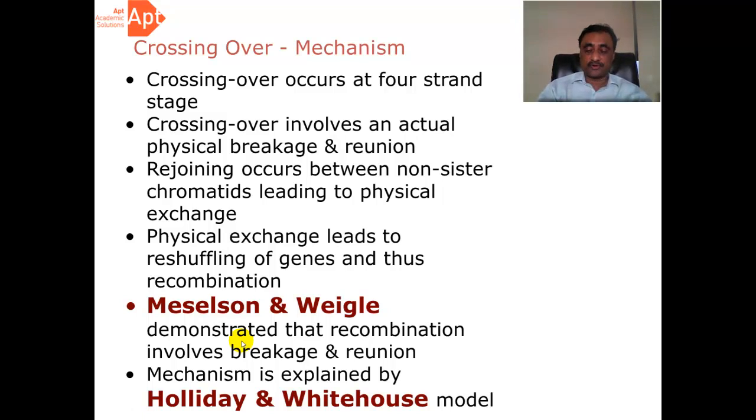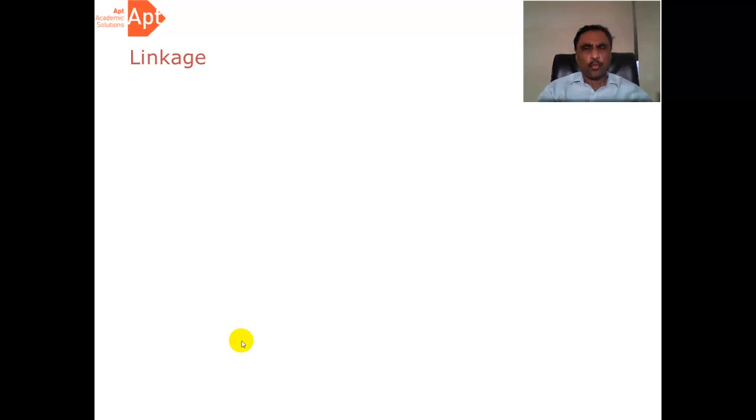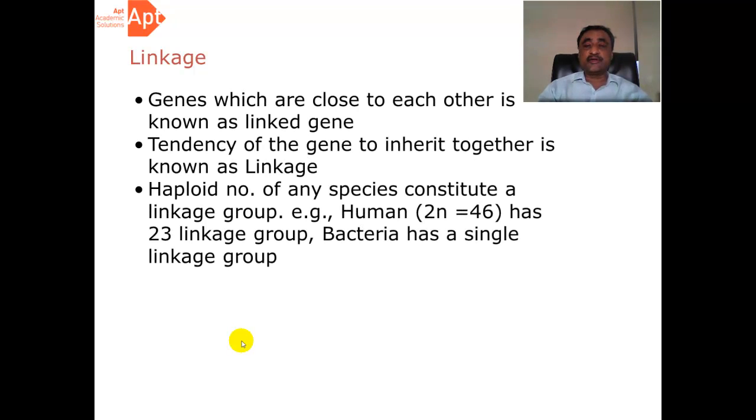But the main thing of today's session is that we have to discuss linkage. Now, what is linkage? There are certain genes that have a tendency to inherit together. So linkage is a tendency to inherit together, right? As a result, the law of independent assortment is going to fail, and equal proportions of gametes are not going to be formed. So the tendency of genes to inherit together is known as linkage.